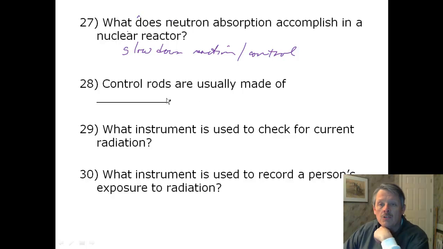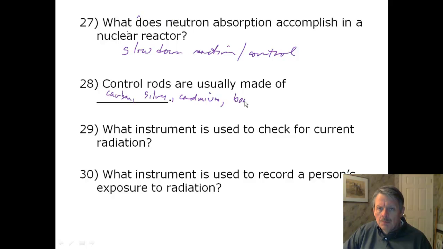Now, control rods are usually made out of, well, there are lots of answers here. Right? We talked about carbon. We talked about silver. There are others as well. They're cadmium. I thought of one more. Boron is another one that they're made out of. All right? And these all absorb neutrons. So that's one of the reasons control rods are made out of them.